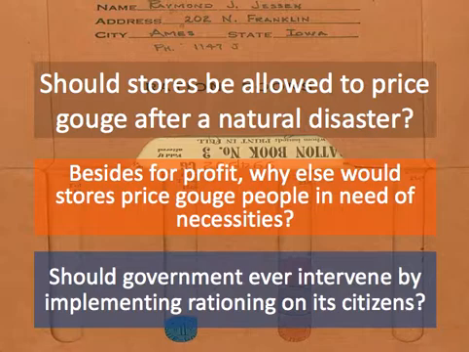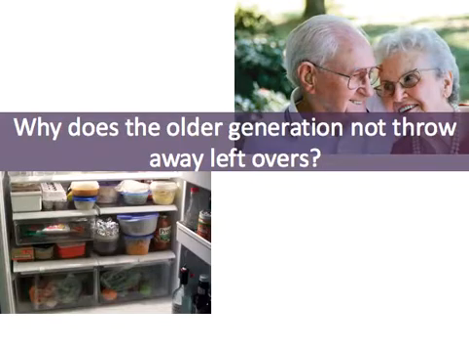And then the last question: should government ever intervene by implementing rationing on its citizens? We will look at rationing that has taken place in the U.S. What rationing basically means is that citizens are limited on the items they're allowed to purchase. So we'll talk about that in this section. Also, why does the older generation not throw away leftovers? We'll look at that from history, at why your grandparents, and if you have any great-grandparents, are that way.